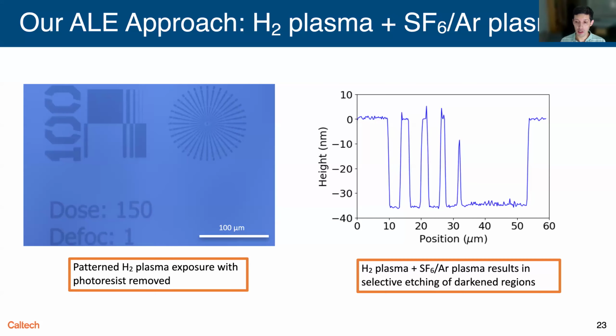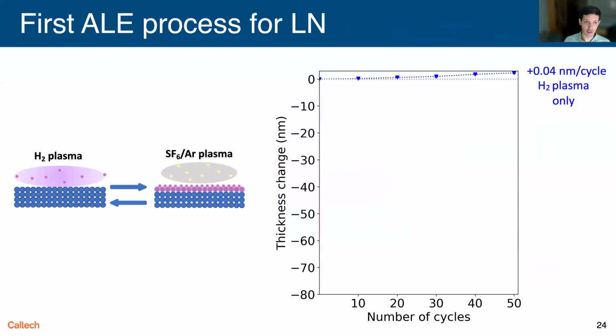And this is an AFM scan where the lower parts of the scan correspond to the dark regions in the left image. So this is very interesting, and it means that's the ALE process right there because it's so selective. You do H2 plasma, and then you alternate with SF6 argon plasma.